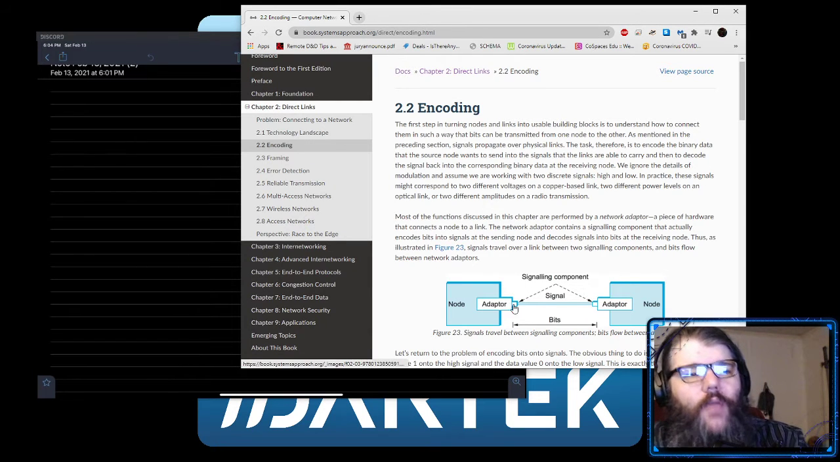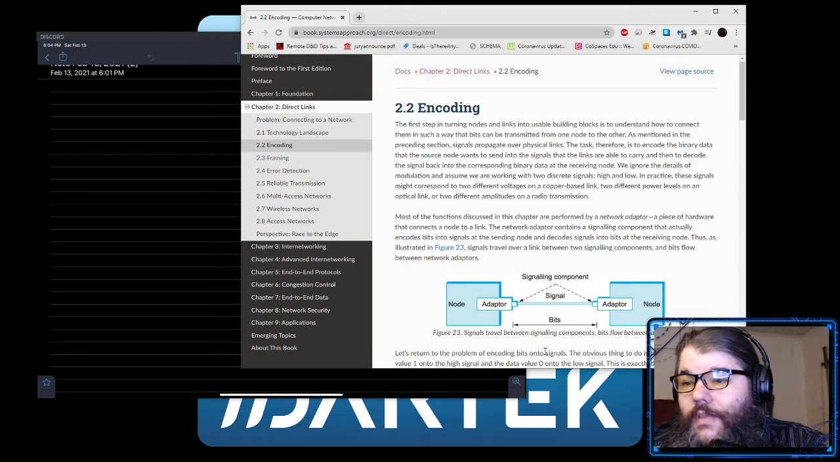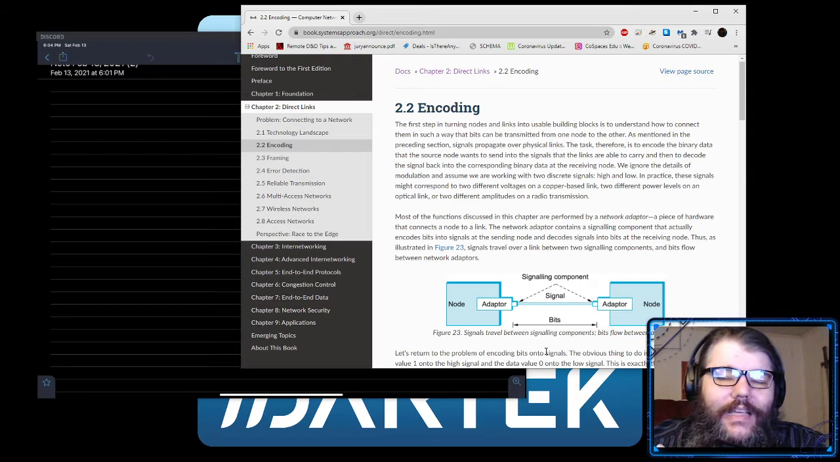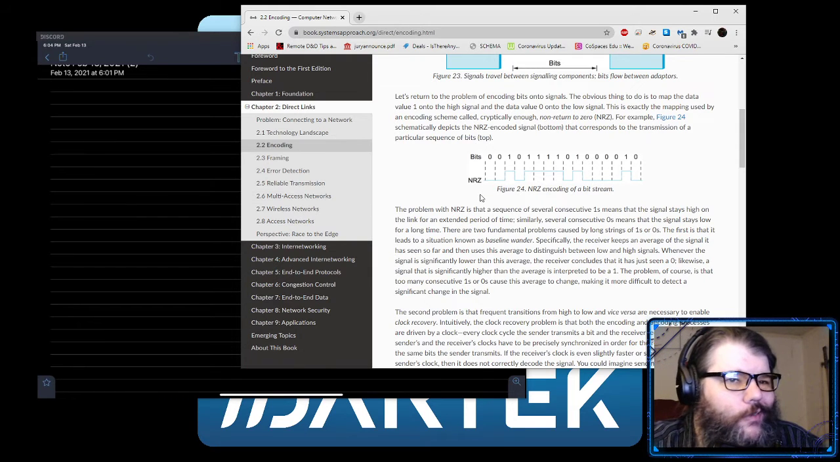When you have two machines or nodes connected to each other, the main thing we need to talk about here in encoding is basically how do I send information between them? We're going to talk about some of those simple basics and how we make that happen. The fundamental basic level is something called an NRZ encoding stream. NRZ stands for non-return to zero.